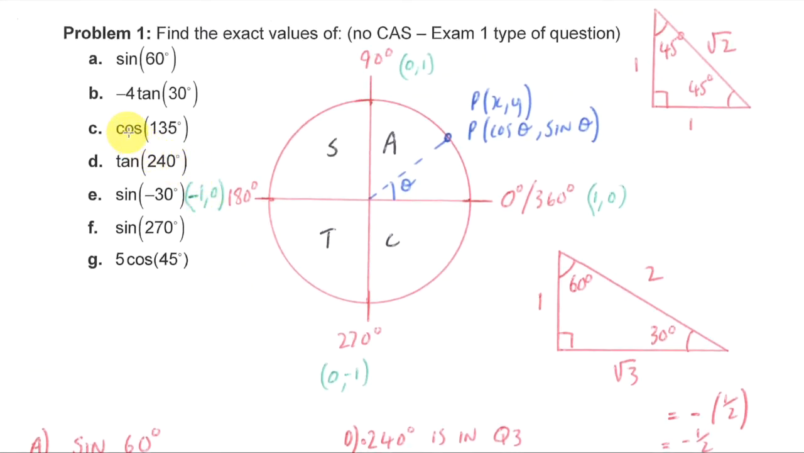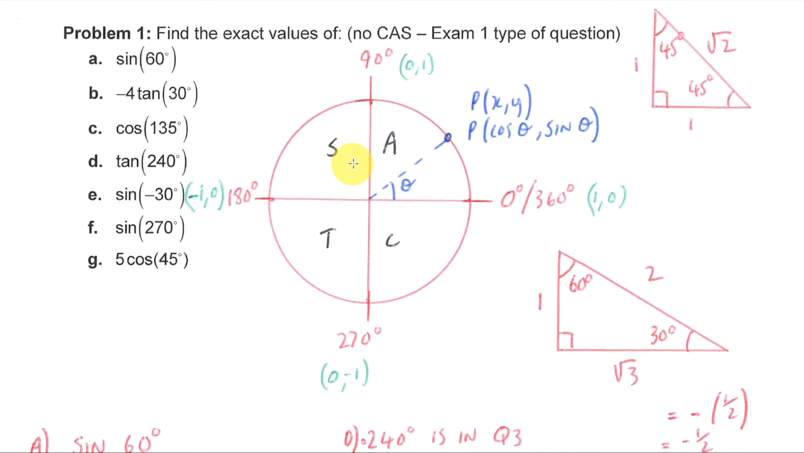C, cos of 135 degrees. So this time I'm dealing with something that is outside the first quadrant. So 135 degrees. Let's think about that. If I start from here and rotate around 90 degrees and then keep on going, I get to 180. So obviously 135 is somewhere in between here in the second quadrant.